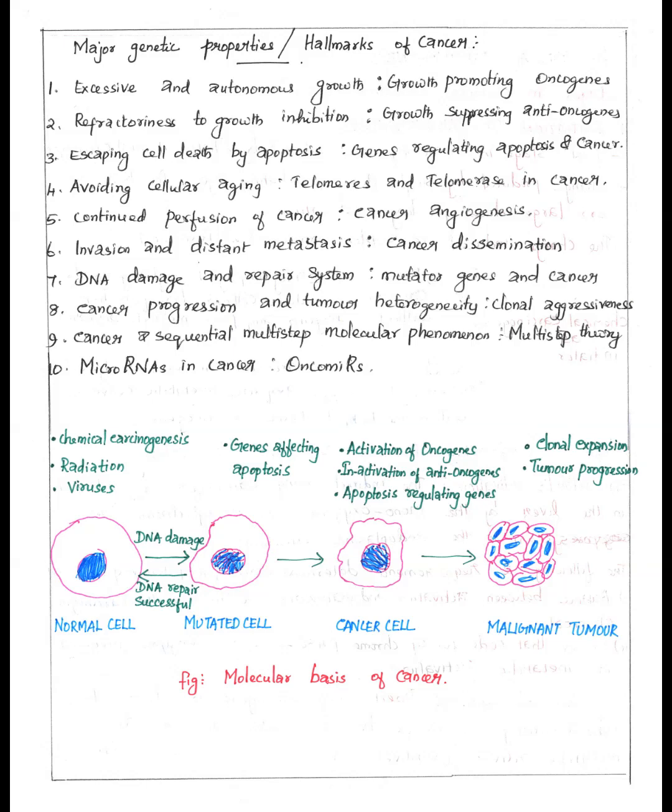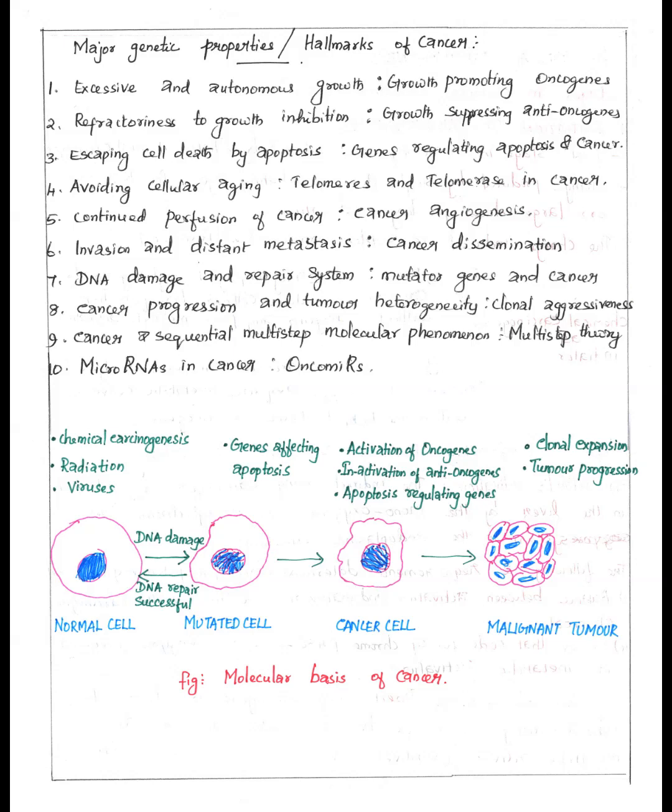Seventh is failure to repair damaged DNA, which is found in mutated genes and cancer. Eighth is clonal aggressiveness, which results in cancer progression and tumor heterogeneity with different characters. Ninth is cancer with sequential hits by multiple carcinogens. 10th is dysfunction of microRNA that suppresses oncogenes, resulting in cancer growth. Example: oncomirs.